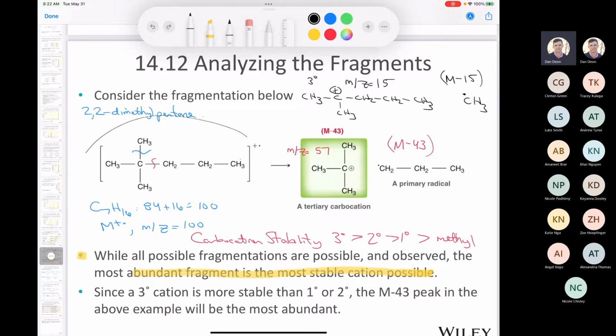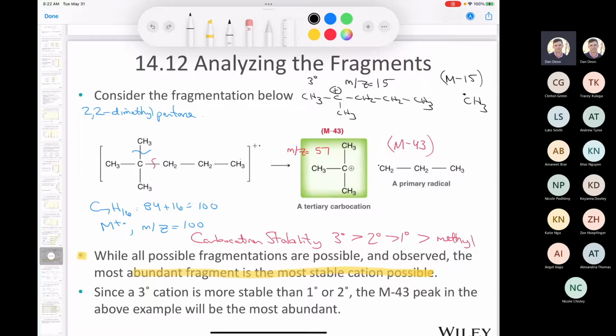And in this particular molecule, 2,2-dimethylpentane, since the tertiary carbocation is more stable than a primary or a secondary, the M-43 peak, or maybe even that M-15 peak, would be some of the most abundant peaks in the mass spectrum. So those are the things you would look for.